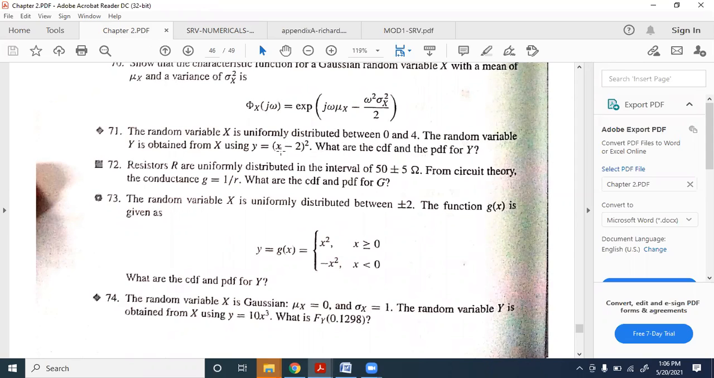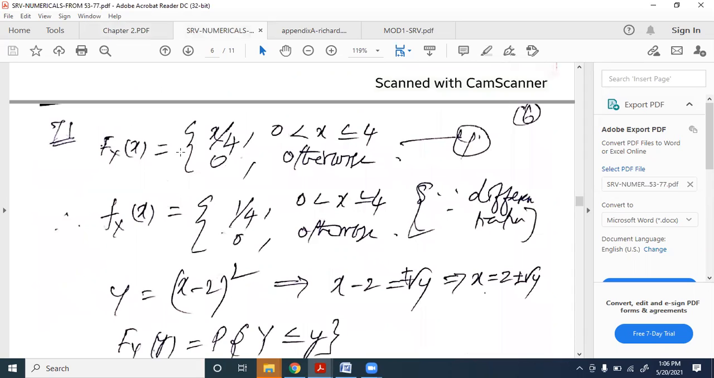Given y is equal to (x minus 2) squared, and we are given x is uniformly distributed between 0 and 4. Uniformly distributed between 0 and 4 means this will be the function. Between 0 and 4, the value of Fx(x) will be x by 4. This will be the CDF, and the PDF will be 1 by 4, for 0 less than x less than 4.